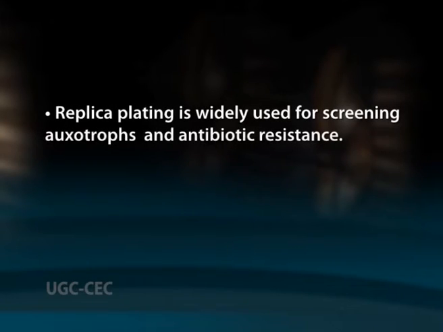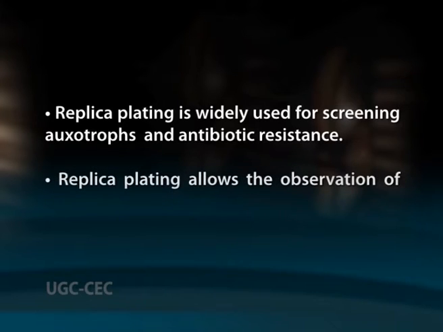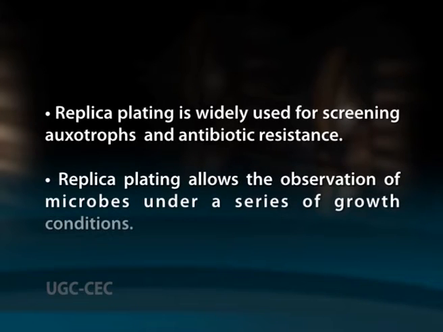This is a widely used method in mutation studies to compare the master plate and any secondary plates and to screen for a desired phenotype. The sensitivity of a particular organism to any substance can be monitored by checking the presence of colonies on the master and secondary plates. Replica plating is widely used for screening auxotrophs and antibiotic resistance.